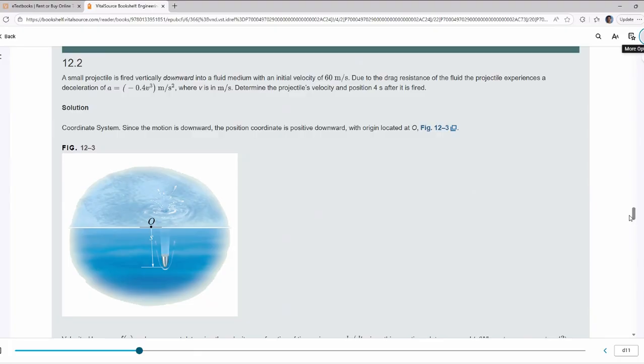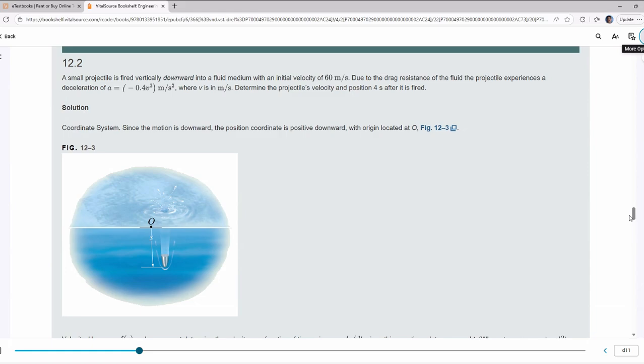The projectile experiences deceleration. In physics, we do not use the terminology of deceleration. Instead, we simply use acceleration, but the acceleration is opposite to motion. That's why acceleration is negative 0.4 v cubed meters per second squared, where v is given in meters per second. v is the velocity, the instantaneous velocity. So this is confusing, right? I mean, complicated. Acceleration is a function of instantaneous velocity, not a function of time t. Then determine the projectile velocity and position 3 seconds later.